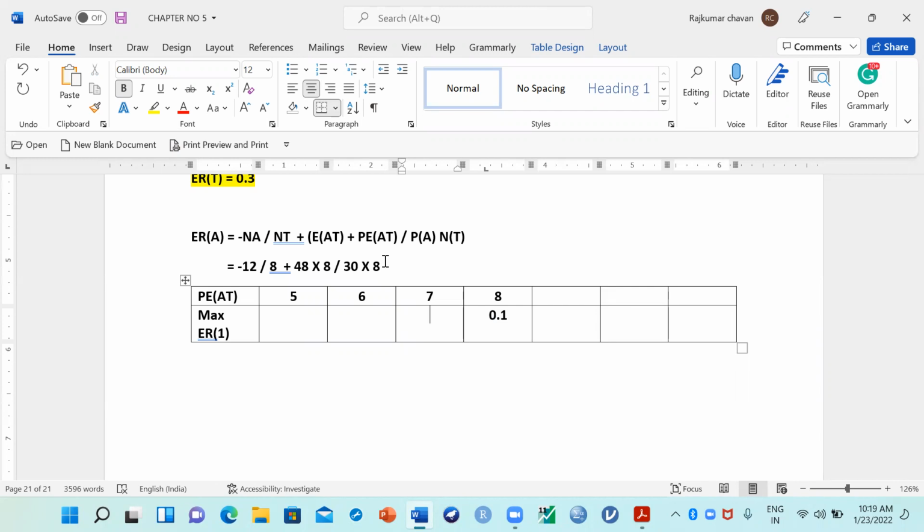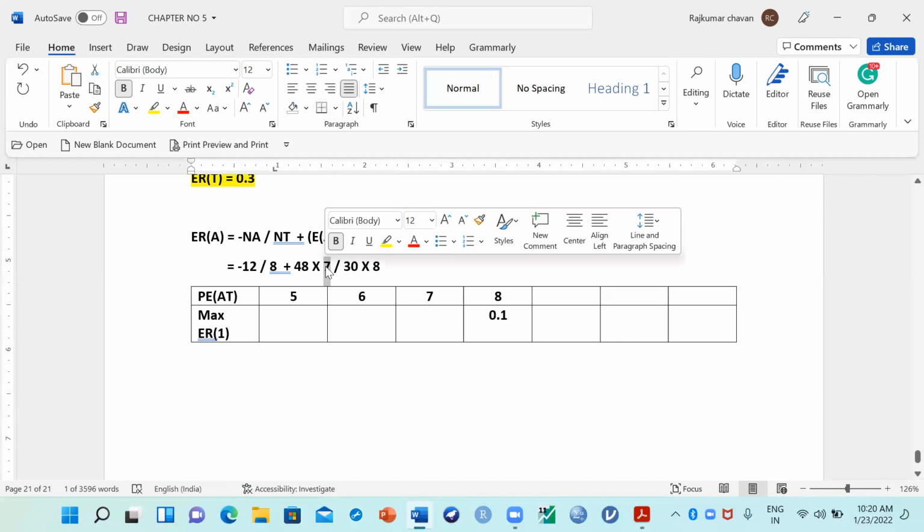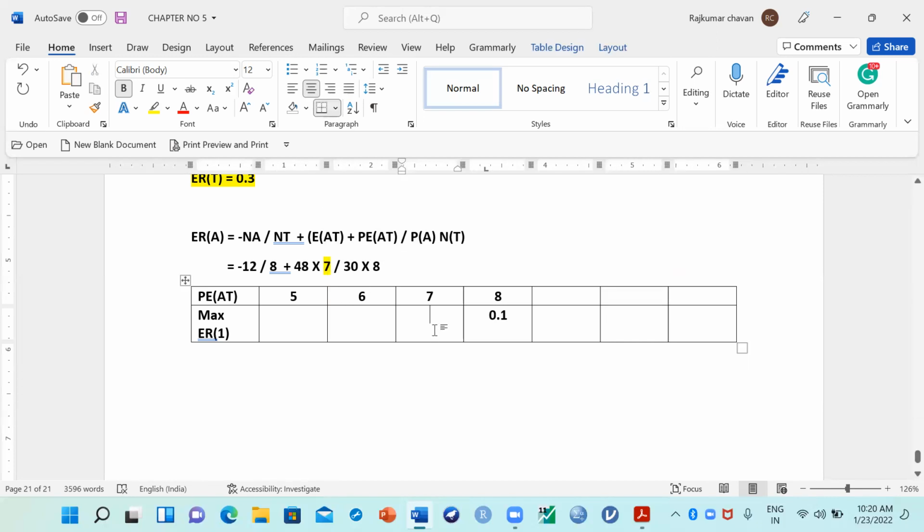So can you tell me what P/E is, how much? The price to earning ratio, if it is given as 7, then what will be my ER1? Just replace into the formulas and calculate. So if it is 7, what will be the ER1? Just I have put it here. Can you tell me what the ER1 will be? Just replace that 7. It will come how much? If the P/E is 7, then what is ER1? That is what I want to know.